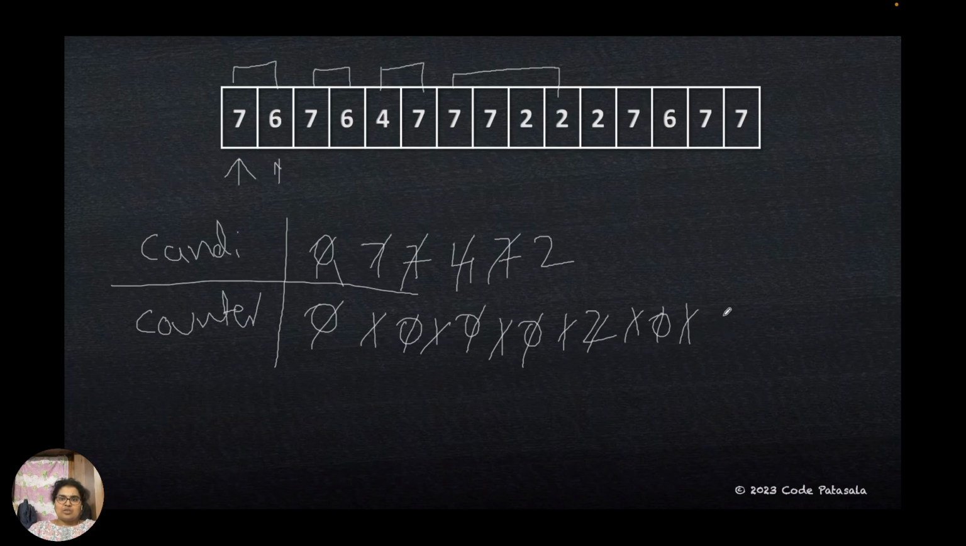7 is not same as 2, so again we will decrement. So again these two cancelled out. Next similarly 6 and 7 will cancel out and 7 will remain. So basically we are cancelling out the majority element's votes and the remaining element would be our candidate. Let's look at the implementation for all the three approaches.